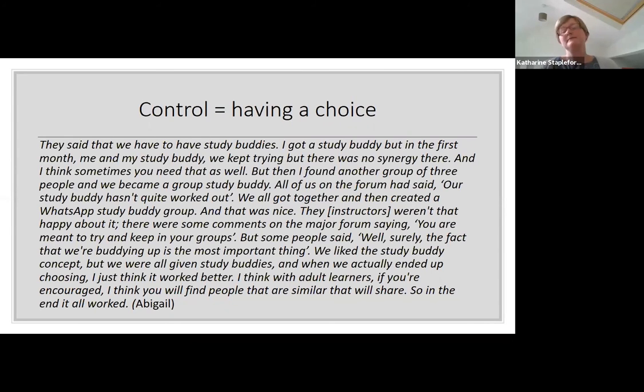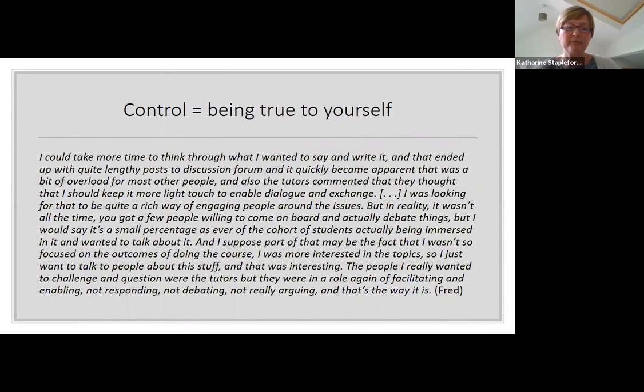Okay, so the next narrative is from Fred, and this illustrates how control can mean being true to yourself. In this episode, he describes his experience of discussion forums, and that led to a situation where he was not able to be true to himself. So just some background about Fred.